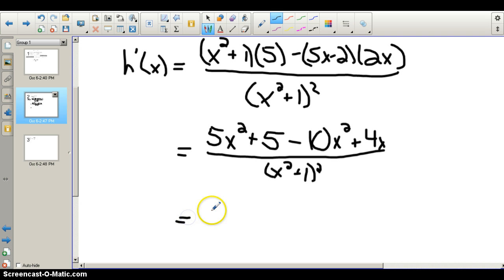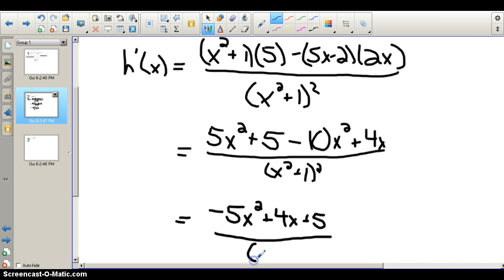So all said and done, we would have negative 5x squared plus 4x plus 5 over x squared plus 1, that quantity squared.